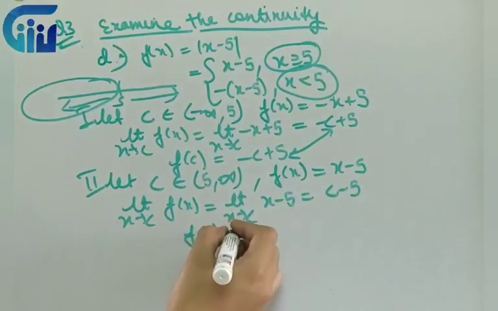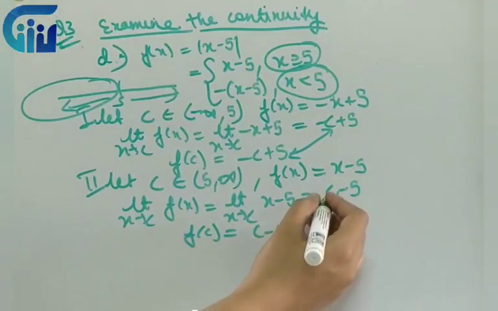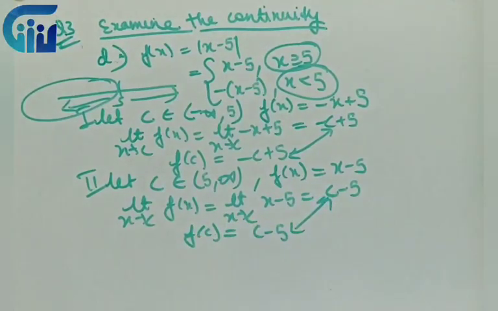And what will be f of c? It is c minus 5. Both the values are equal. Hence the function is continuous for all the real numbers which are greater than 5. So what we have done? We have checked for all the real numbers which are less than 5 and for all the real numbers which are greater than 5. But we have not checked for 5.